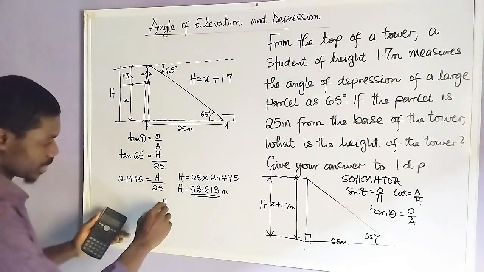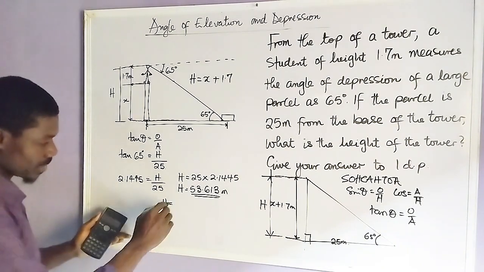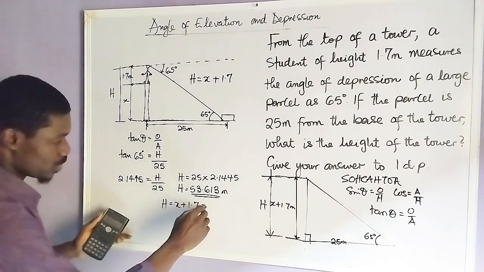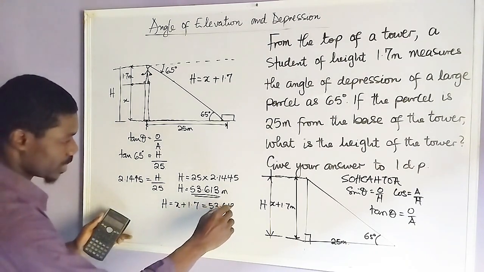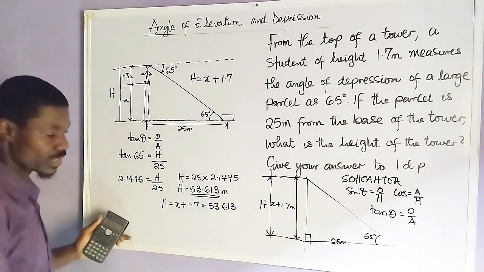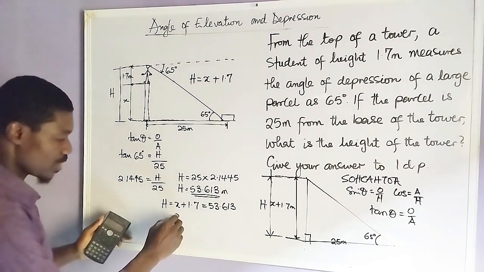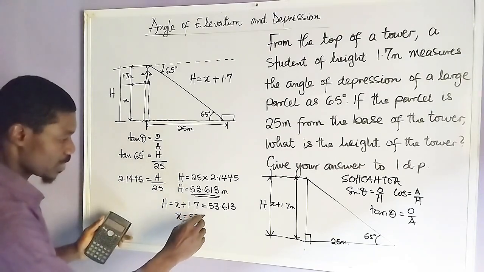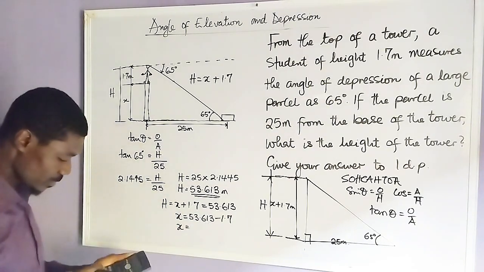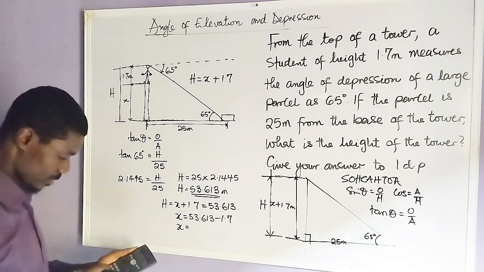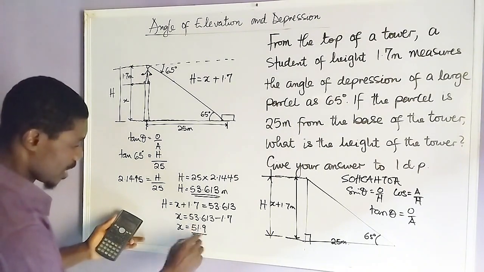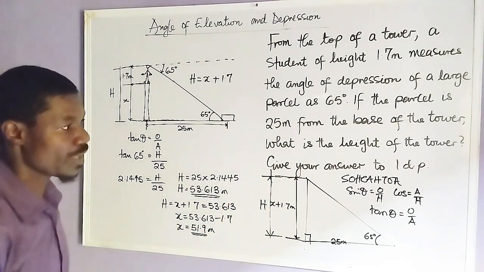However, our height is the sum of the tower and the height of the boy. So we can say that h, the total height, will be x plus 1.7, whereas our h is 53.613. Now what do we need to do? Just take 1.7 over to the right hand side, or subtract 1.7 from both sides, and then we have x equals 53.613 minus 1.7. So here we have 51.9 meters, approximately to 1 decimal place.